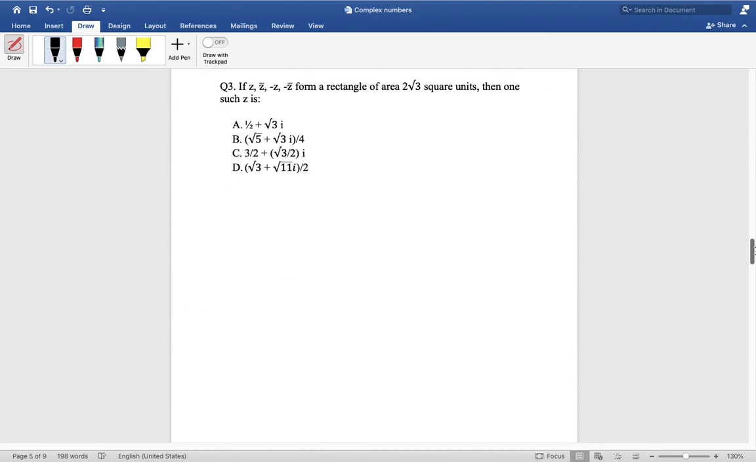We are given: if z, z bar, minus z and minus z bar form a rectangle of area 2 root 3 square units, then one such z is what? Out of the 4 given options, what is one such z? Solution. Sorry about the background noise. I will do what I always do: z equals x plus iota y. It is very easy to start the problems in complex numbers.